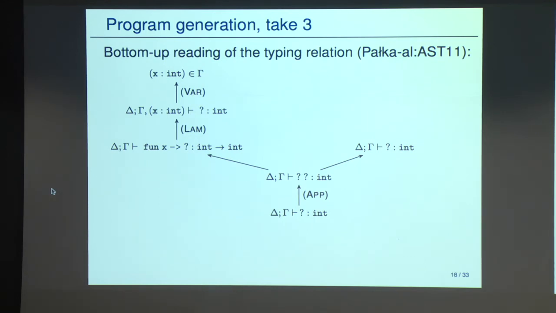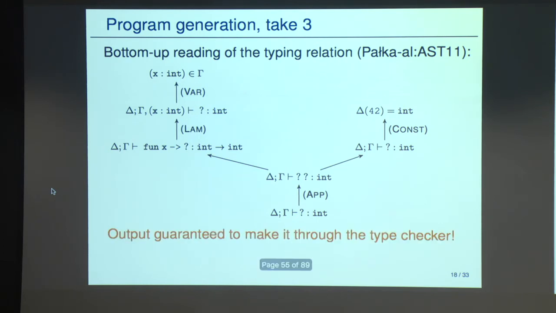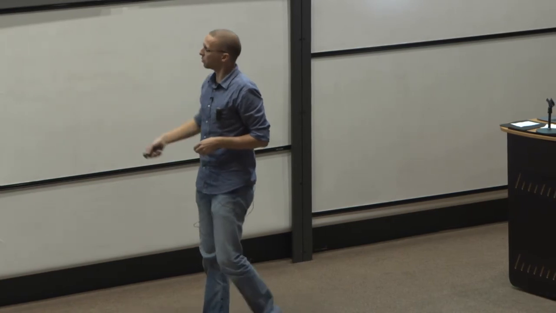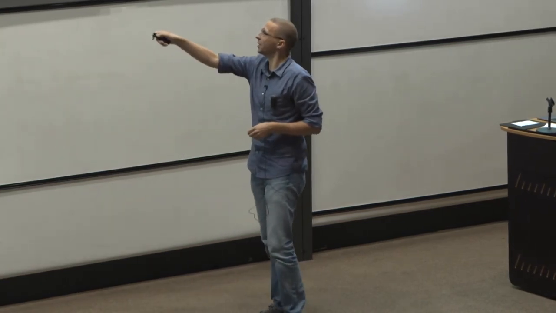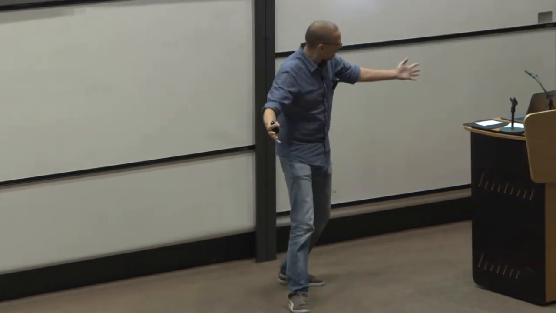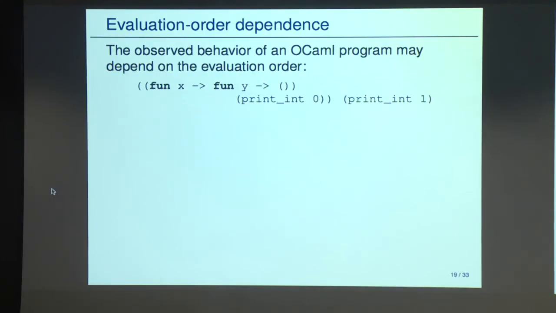How about the argument then? I need to generate something of integer type. Let's go with the constant 42. All right. So when I first read that paper, I thought, this is beautiful. This is engineered to generate something that will make it through the type checker. And the entire thing is parameterized by the input type environment, the initial type environment, and this goal type. We should apply this to OCaml.